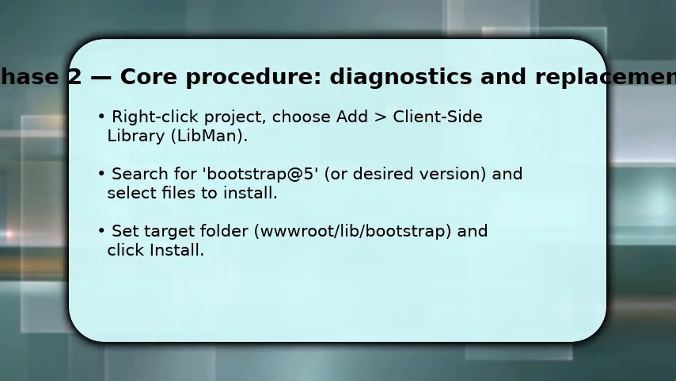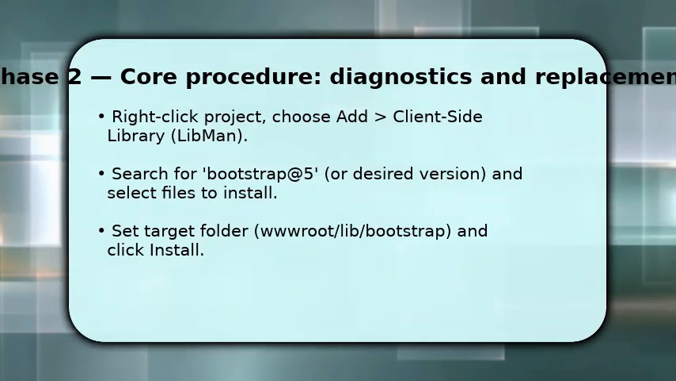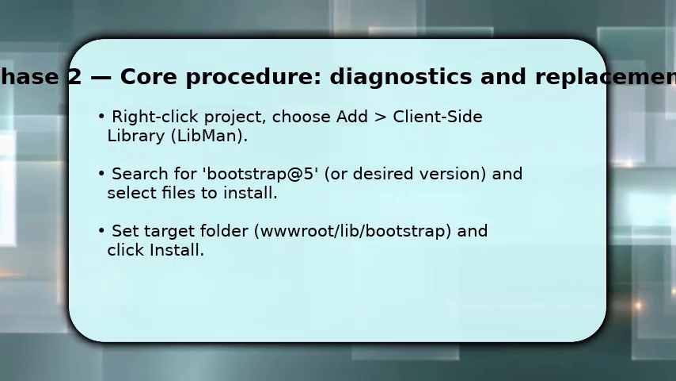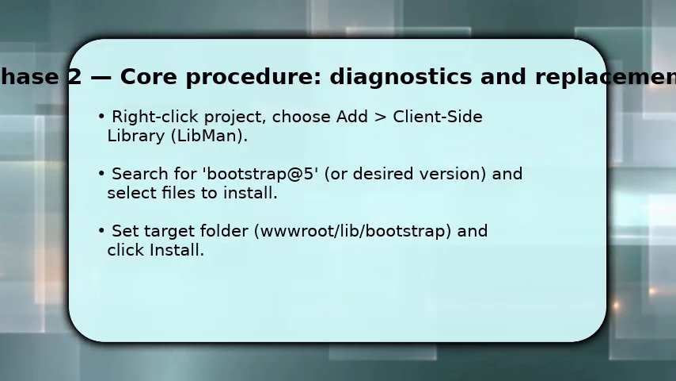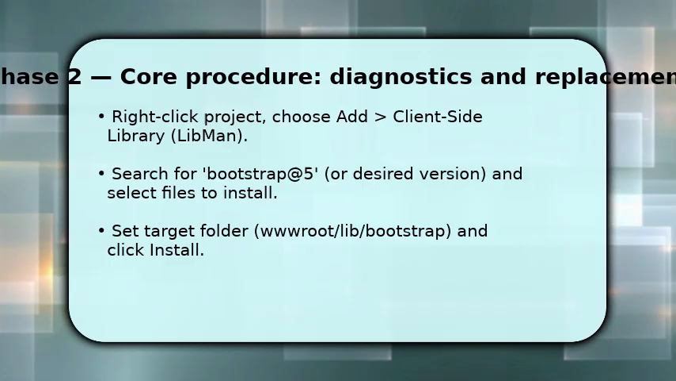Right-click the project, pick Add, then Client-Side Library, search for Bootstrap at 5, and choose the compiled CSS and JS files you need. Make sure the target path is under wwwroot/lib/bootstrap or Content/Scripts for older projects, so Razor can reference them.